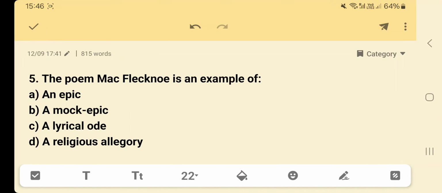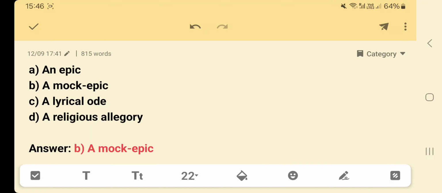The poem Mac Flecknoe is an example of option A, an epic. Option B, a mock epic. Option C, a lyrical ode. Option D, a religious allegory. Answer: option B, a mock epic.